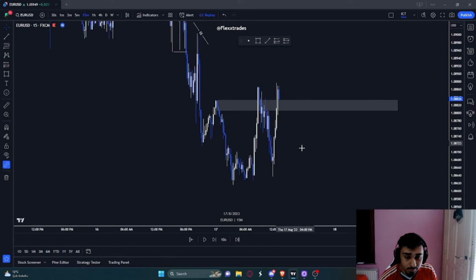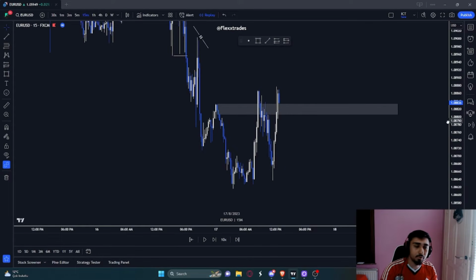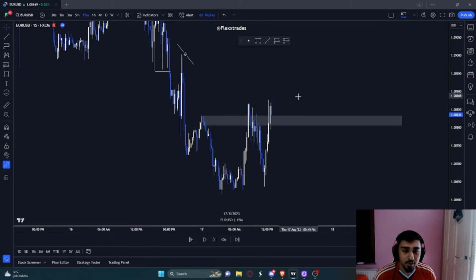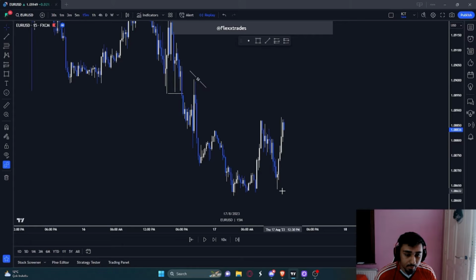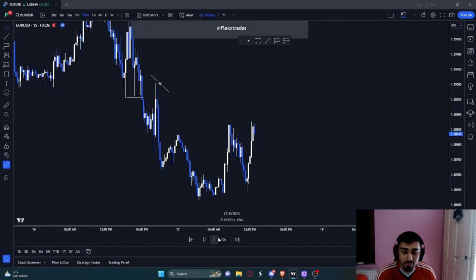And then what do we see? We probably came into a bigger POI, but it doesn't really matter. It just shows that the supply zone was valid. Now, what do we see? The supply got mitigated. It gave a nice run of 20-plus pips. Would have been a decent trade.